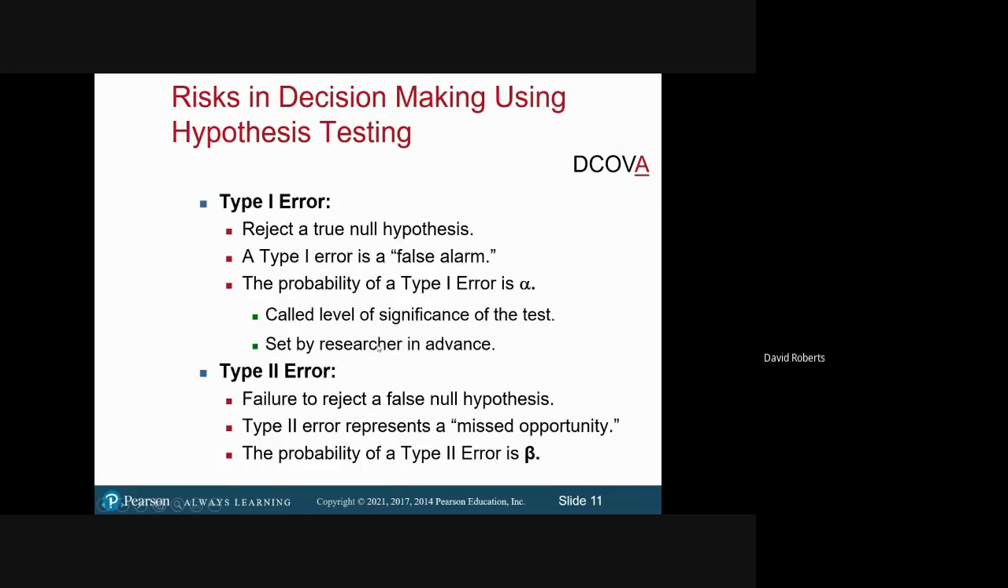You have a couple of potential errors that you need to be aware of. Type 1 error: reject the true null hypothesis. As it says, this is a false alarm. So in other words, you reject it, but it was actually correct. And a lot of it is again dependent on the level of significance, the alpha. Type 2 error is you fail to reject the null hypothesis and you should. So it's a missed opportunity.